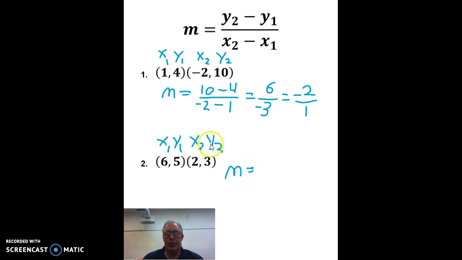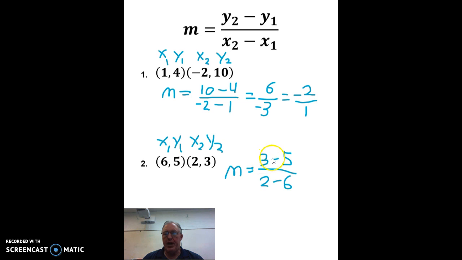equals, what's the number for y2? It's 3. Formula says minus. What's the number for y1? 5. Put that over. Our number for x2 is 2. Minus x1 is a 6. So let's put that down below.